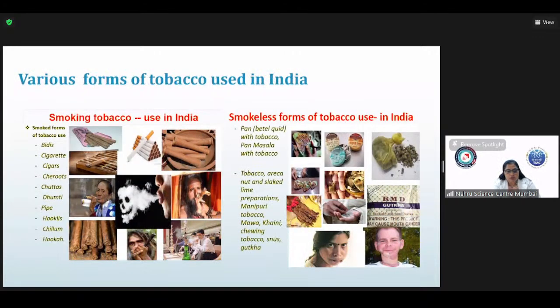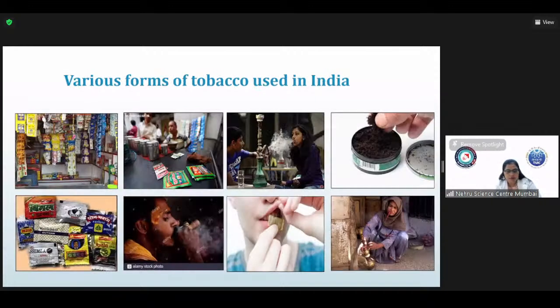Various forms of tobacco used in India are smoking, as shown here in this picture: bidi, cigarette, cigar, chirut, dunti, chilam, hookah. Other forms are smokeless, which includes applied as well as chewing forms, such as roasted tobacco, mashiri or mishri, tobacco paste. Other chewing forms such as betel, along with the betel nut, tobacco is consumed with the supari, which is also carcinogenic, with or without lime, betel leaf or pan masala, mawa, kheni, snus. In certain parts, tobacco water is used to gargle in the morning. These photos shown here we see in our vicinity.